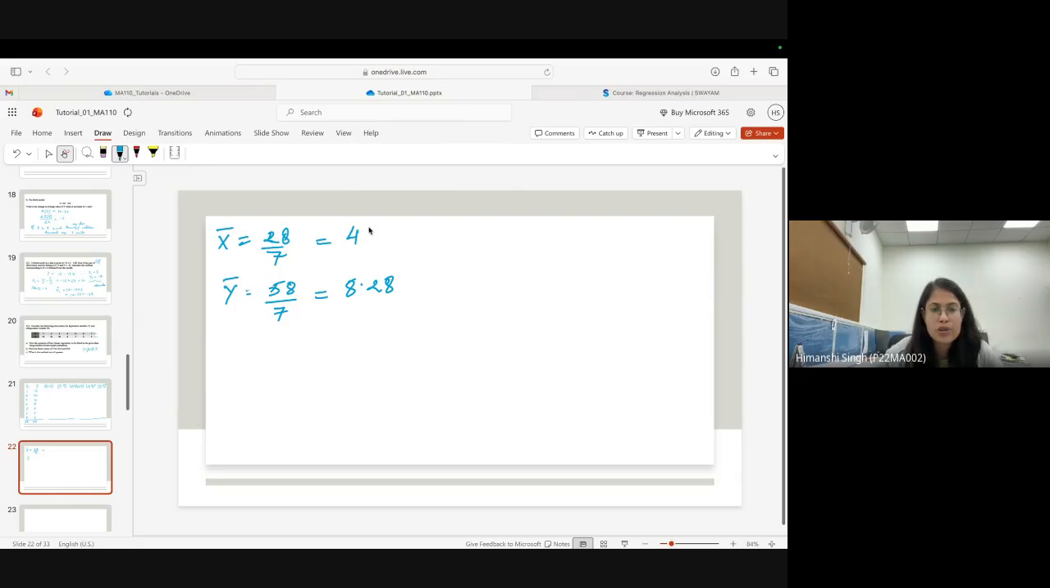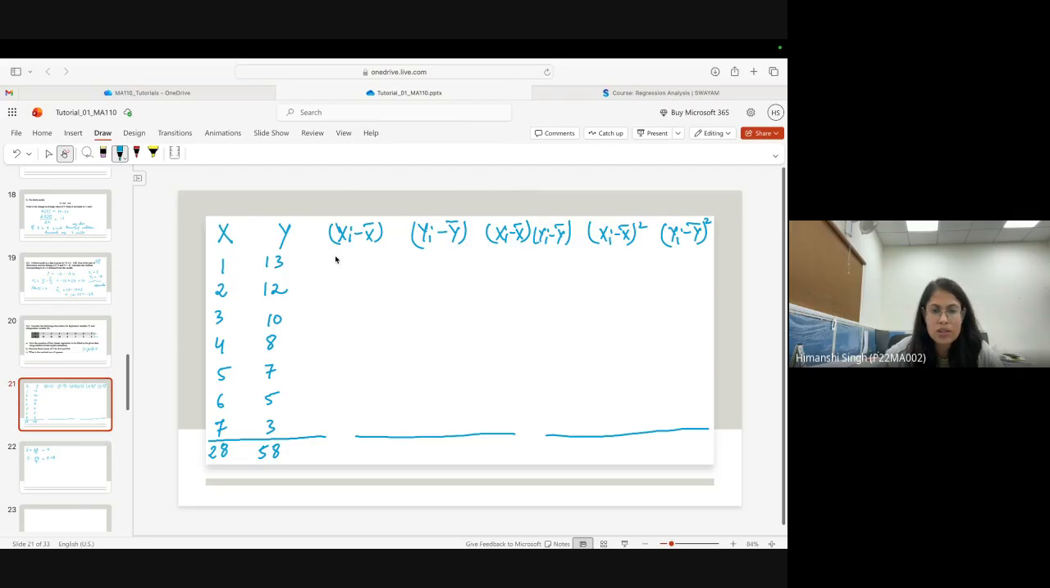Now we'll use these quantities to find the further values. Here x1 is 1 and x bar is 4, so 1 minus 4 is minus 3. 2 minus 4 is minus 2. 3 minus 4 is minus 1. 4 minus 4 is 0. 5 minus 4 is 1. 6 minus 4 is 2. 7 minus 4 is 3. So this is xi minus x bar.